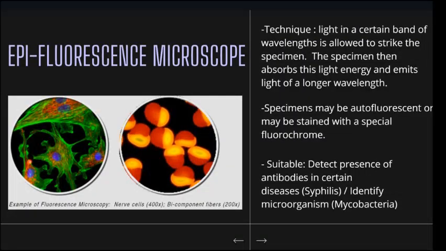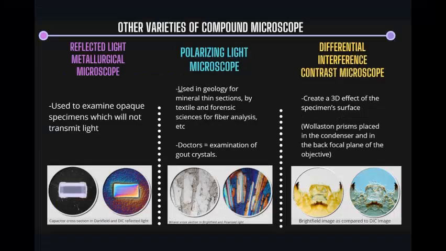Epifluorescence or reflected light fluorescence is a technique in which light in a certain band of wavelength is allowed to strike the specimen. The specimen then absorbs this light energy and emits light of a longer wavelength. Specimens may be autofluorescent or they may be stained with a special fluorochrome. We also have to be aware that fluorescent microscopy is often used to image specific features of small specimens such as microbes.